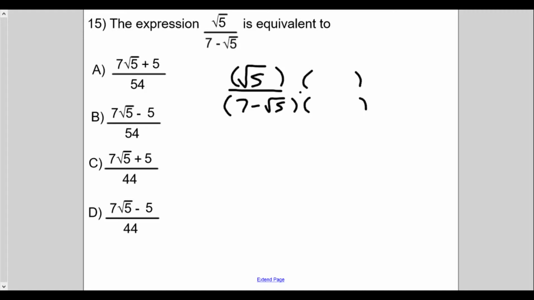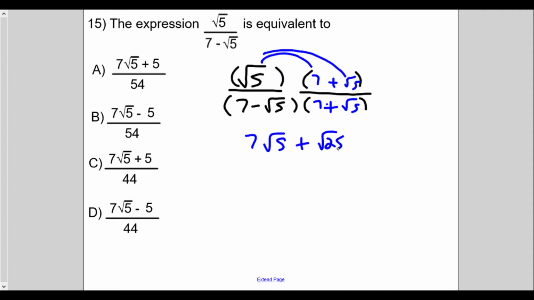But we can't have just the radical in the denominator. So a conjugate is the same exact numbers, 7 and square root of 5, except it's not the same thing as the denominator. It has a different sign in between. So it's going to be 7 plus square root of 5. Now, if we multiply the top part, we're going to get 7 square root of 5 plus the square root of 25, which is equal to 7 square root of 5 plus 5. We'll take a look at the denominator now, okay?